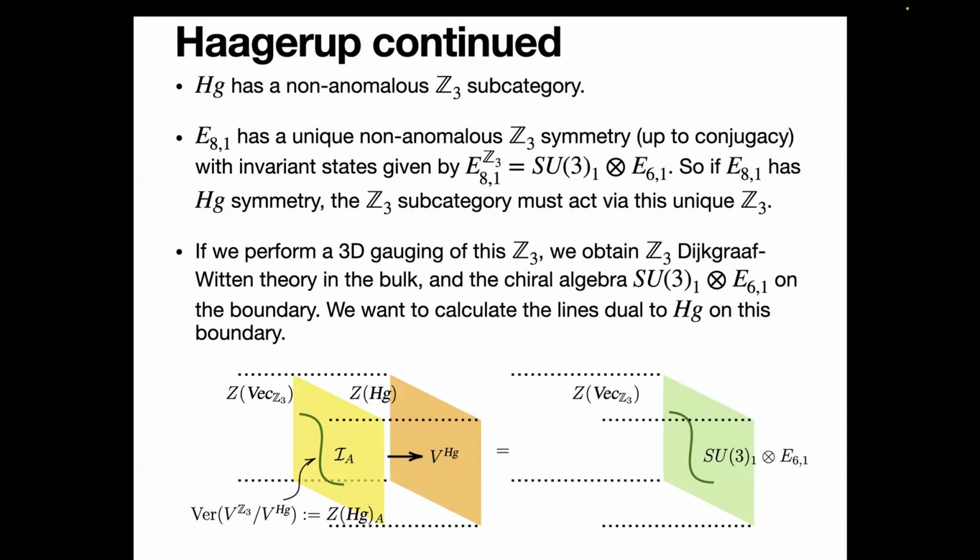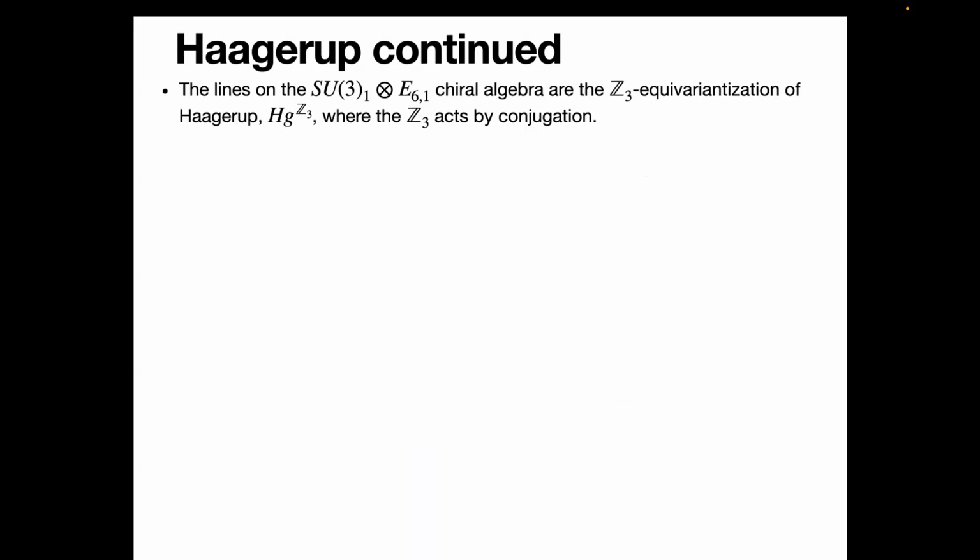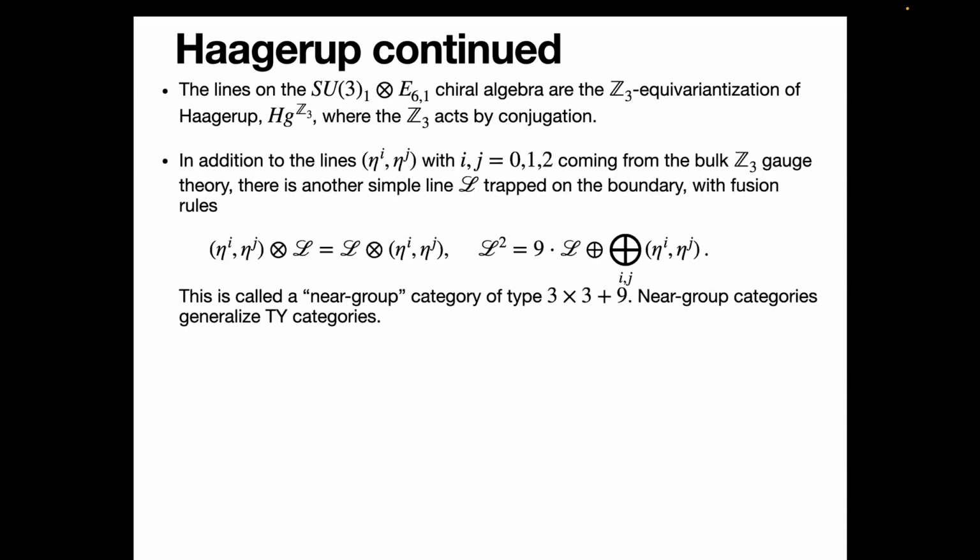What that would give you is, we know that the fixed points of E8 level 1 with respect to the Z3 is the SU(3) level 1 times E6 level 1 chiral algebra. So you'd get this theory after gauging. And it lives on the boundary of Z3 Dijkgraaf-Witten theory, or Z3 gauge theory. And the question is, what lines live on this boundary after you've done this Z3 gauging? And by the general abstract nonsense I told you on previous slides, the thing you have to do is equivariantize Haagerup by this Z3.